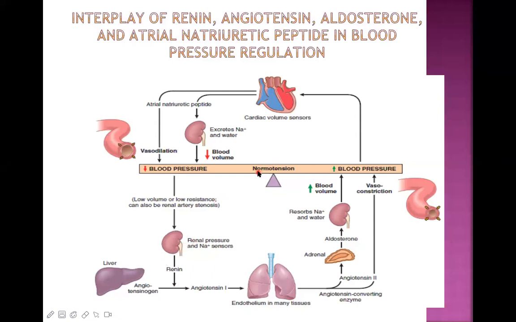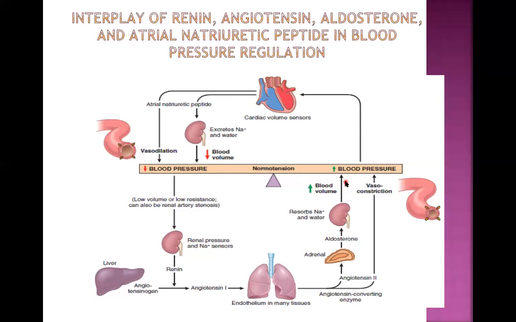Now this is the normotension, normal blood pressure, and all these factors should be in balance, then only the blood pressure will be normal. Now let's talk one after other. What happens in case of increased blood pressure? How will the body regulate the blood pressure? Okay, let's talk about this.